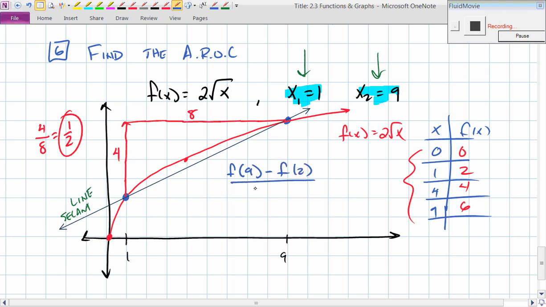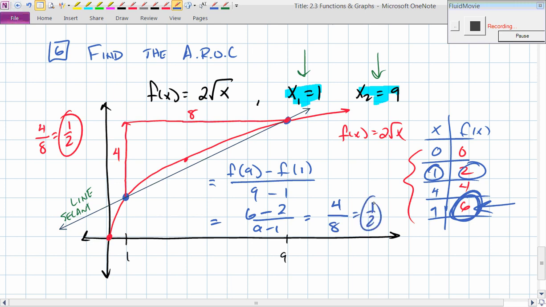Now let's also prove that mathematically, saying, okay, let's do f of 9 minus f of 1 all over 9 minus 1. Sorry, this should be a 1, because we want between 1 and 9. All right, what's the value of f of 9? When 9 goes in, what comes out? 6. So I have 6 minus, when 1 goes in, what comes out? 2, all over 9 minus 1. 6 minus 2 is 4. Oh my gosh, 9 minus 1 is 8. Holy cow, it works every single time.